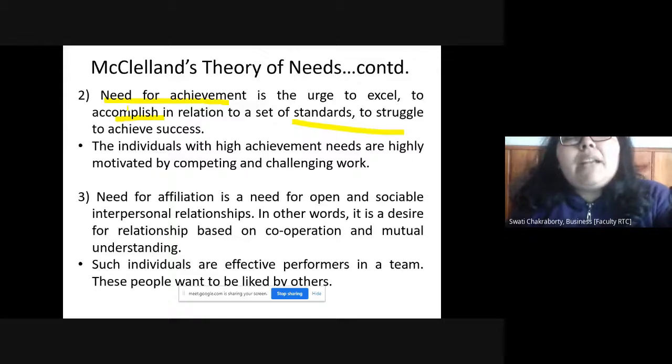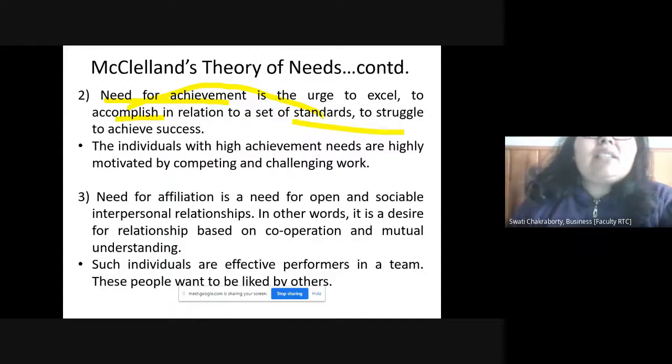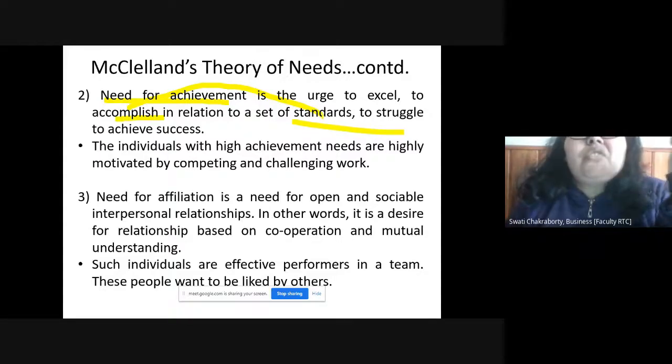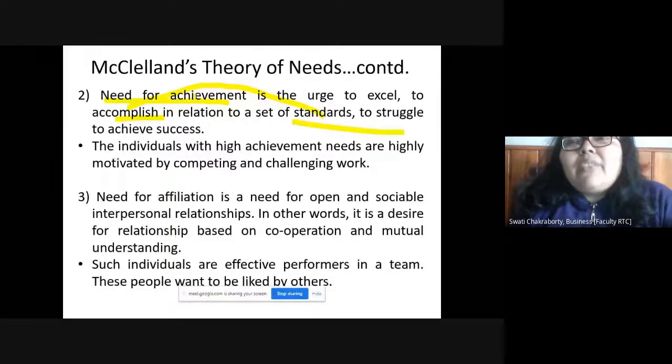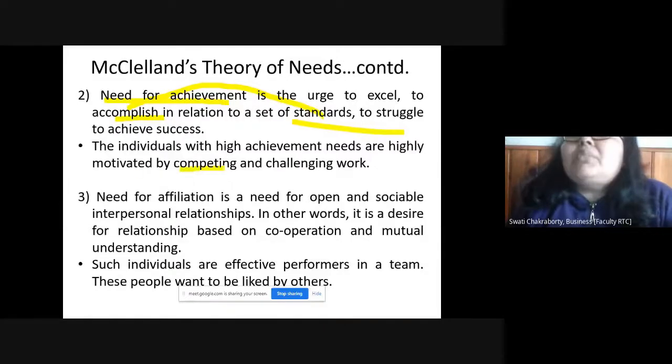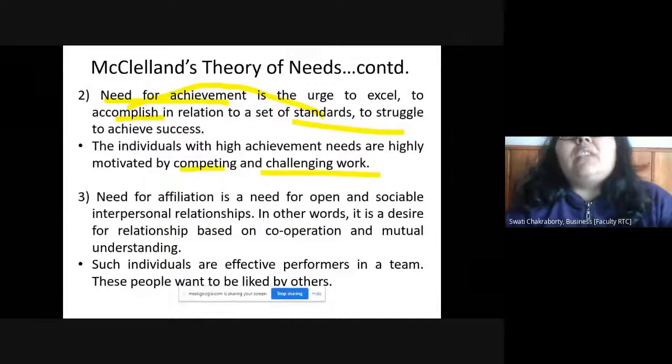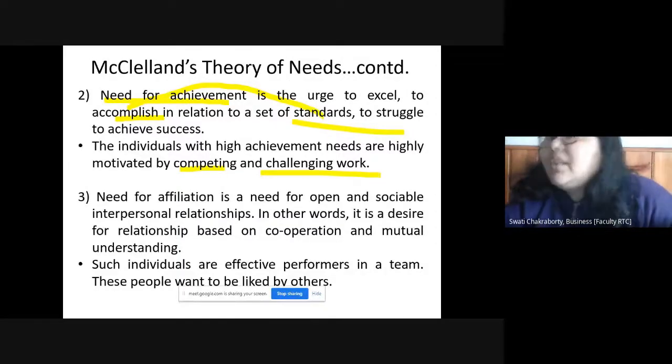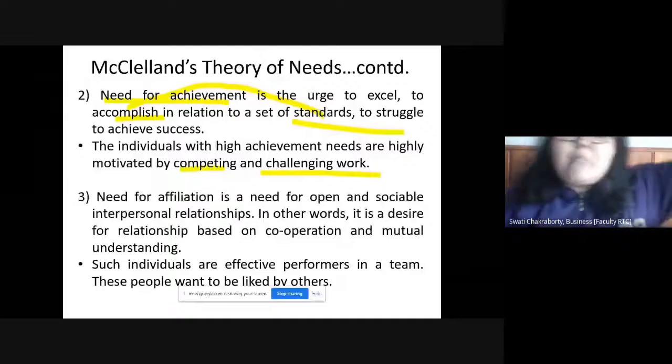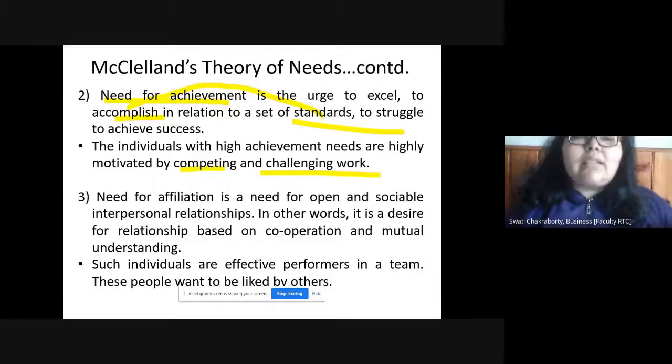So if you are able to achieve much higher than the standards, that gives you a sense of achievement, that you've accomplished something. People who have a high tendency for achievement would love to go for competition, they love competition, and they would love to take challenges. That's what it is. I want to compete, I want to achieve, I want to be the best. This is the standard. I want to be better than the others. That's where it comes about.